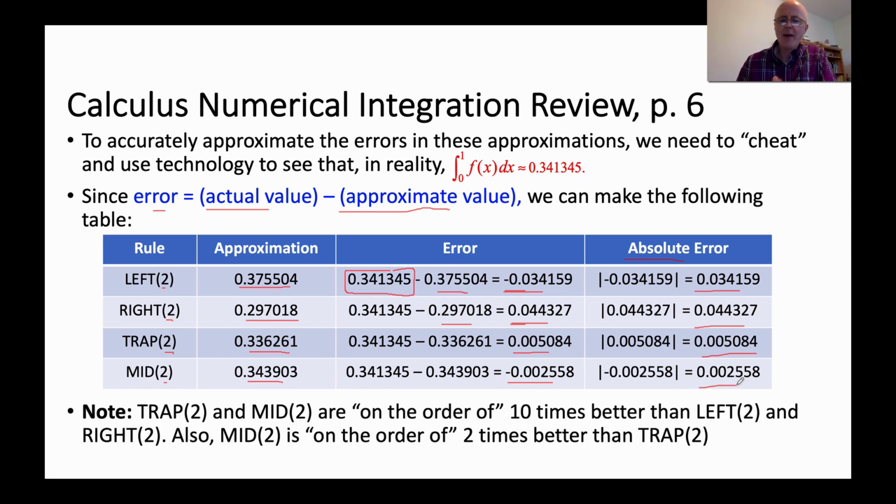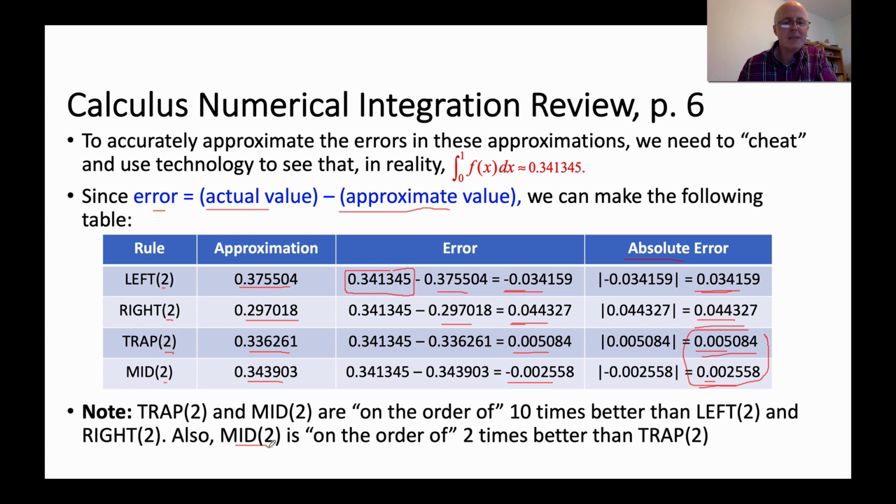Notice that trap and mid, in terms of their absolute errors here, are on the order of 10 times better than left and right. Okay? If you take the left and right absolute errors and divide them by 10, you don't get the errors for the trap and mid, but it's in the ballpark. That's what I mean by on the order of. Okay? On the order of 10 times better.